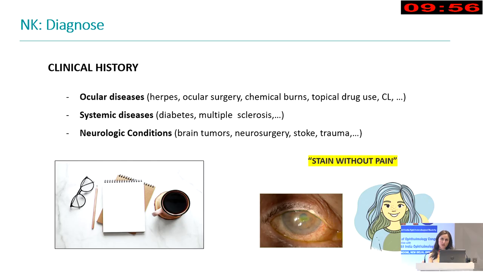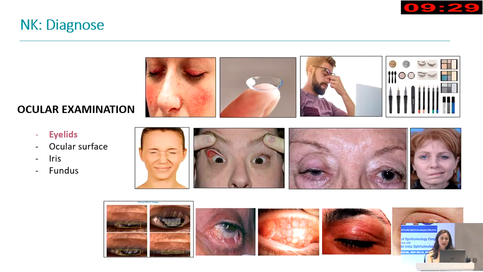It is very important, first of all, to do a proper clinical history. Here we will focus on previous ocular diseases such as herpes, ocular surgeries, and the things that we've been talking about. And also we will take into account the systemic diseases such as diabetes or multiple sclerosis. Also, we will ask about neurologic conditions such as brain tumors, neurosurgery, and so on. Another thing, it will be important to make a thorough ocular examination.